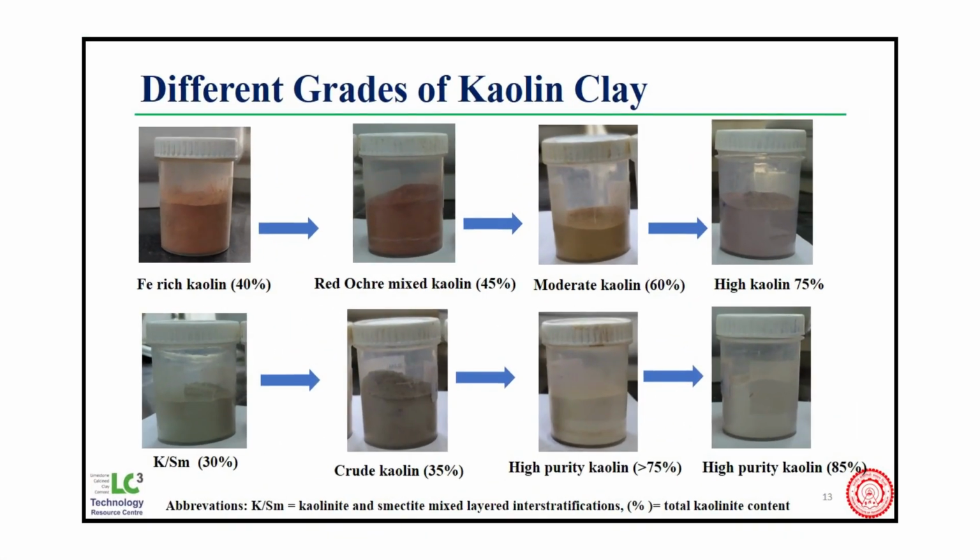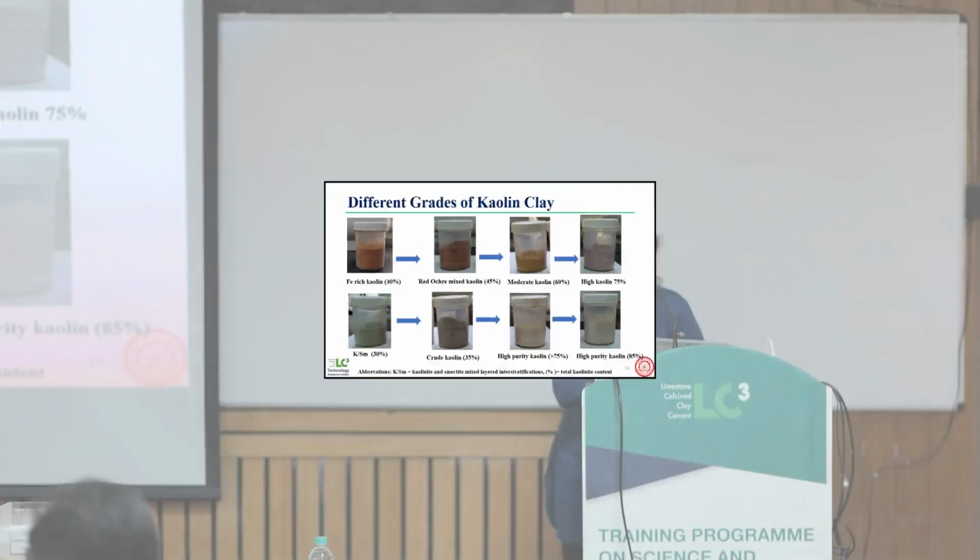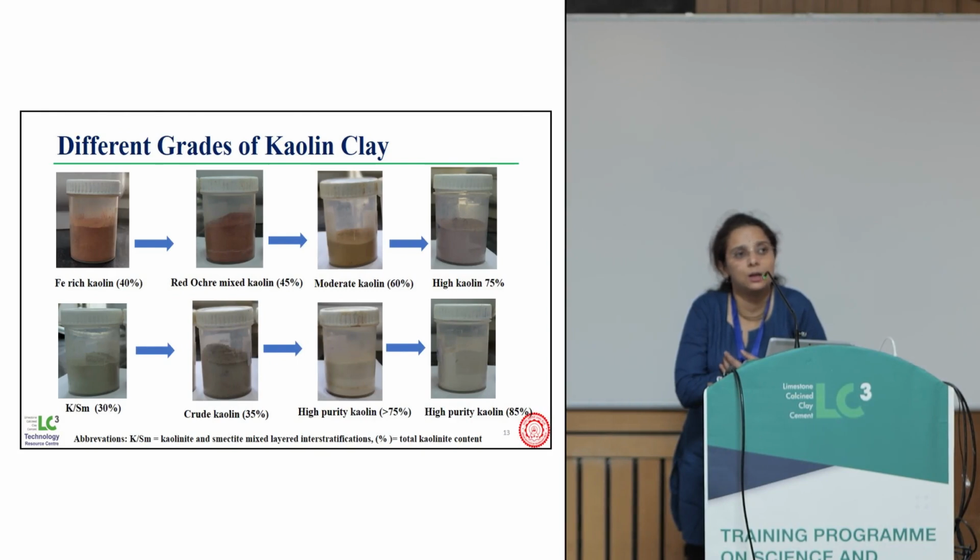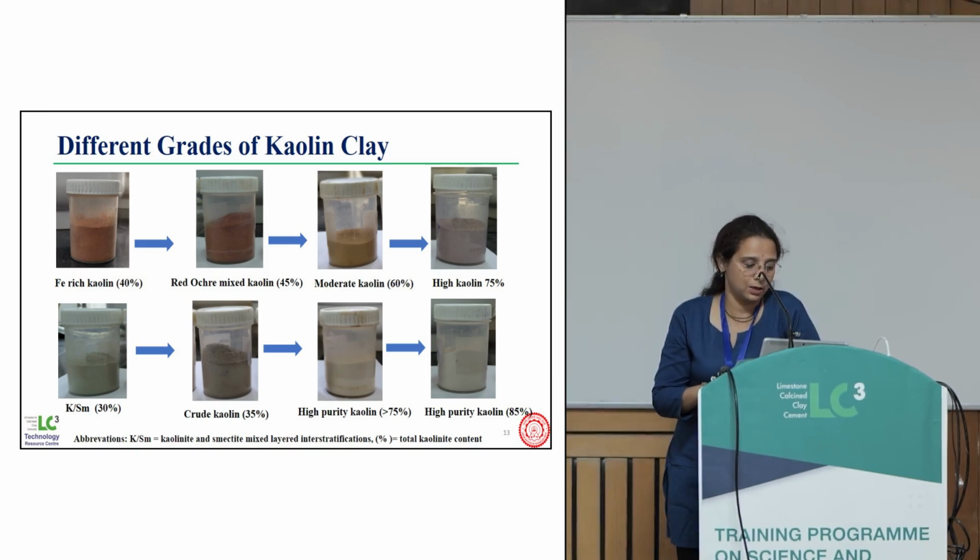So we have different grades of kaolinite which are collected from different environmental conditions. We have kaolinite which are rich in iron, having iron impurity sometimes in the mine. These clays are discarded material due to some impurities of titanium or iron. So these clays can be used for manufacture of NC3 as they have medium to moderate kaolinite content.